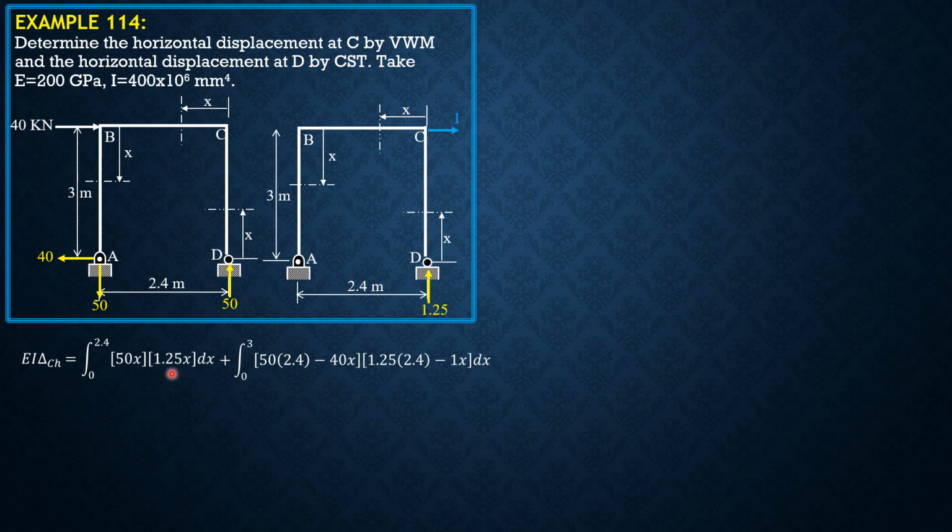So using the calculator, the first integral is 208. The second integral after simplification is 360. So combining, delta CH is equal to 648 over EI, where EI is 200 times 10 to the 6 kilopascals times 400 times 10 to the 6 divided by 1000 to the 4th, or simply 200 times 400, and that is 80,000 kilonewton meter square.